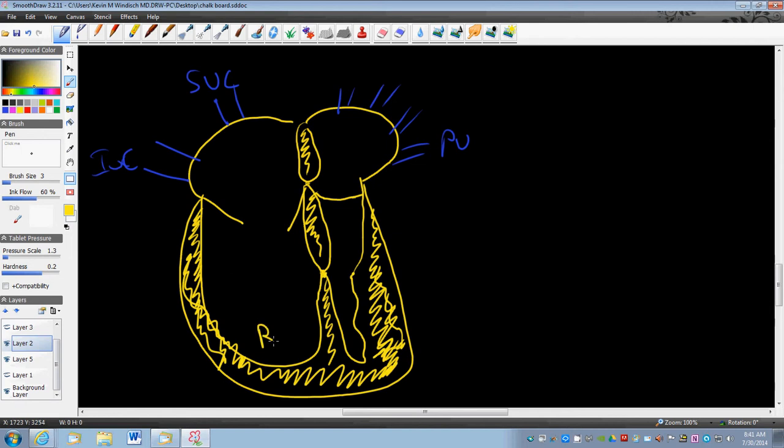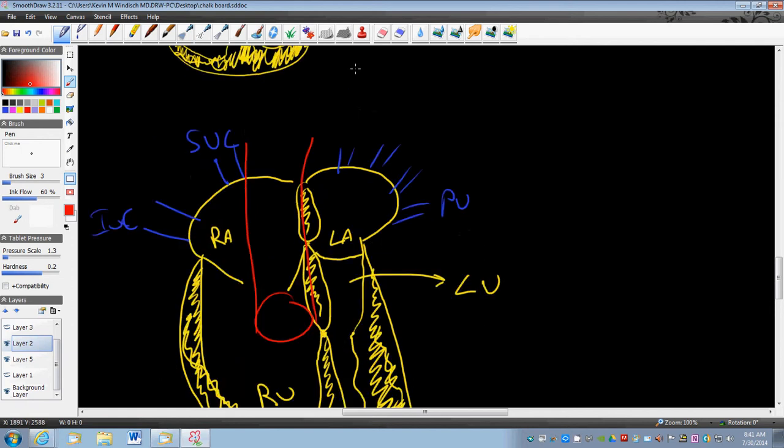So this is the right ventricle. This is what's left of the left ventricle, and I'm going to use an arrow here. We have our right atrium, our left atrium, okay, and then we have the arteries coming off of the heart, the great arteries. And for the sake of just making this a little bit easier to see, we're going to make this kind of a big pulmonary artery here and ignore that heart that's over on top.